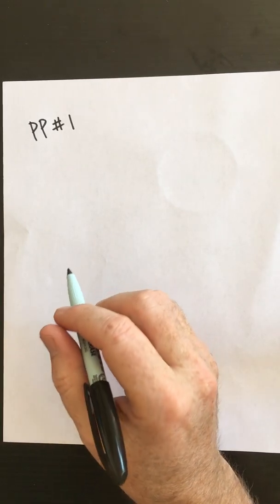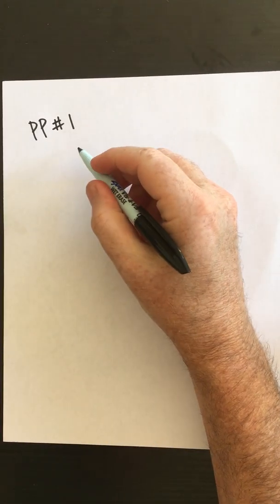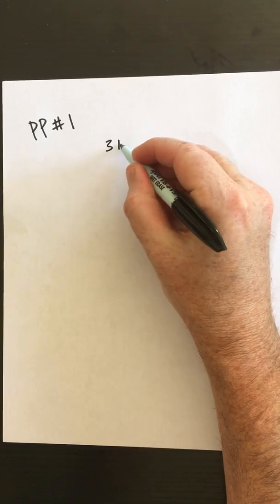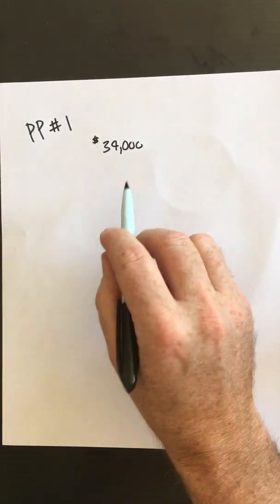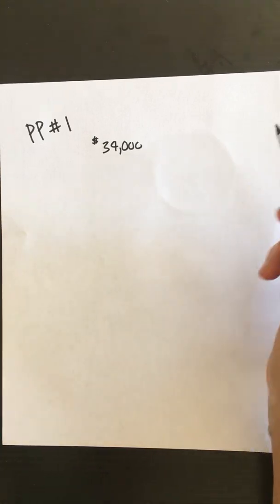In this video, I'm looking at practice problem number 1 from lecture 3. In this problem, there's an investor that's given $34,000 in wealth. And the question is, if the investor invests this $34,000, what is the future value of this investment 5 years from today?